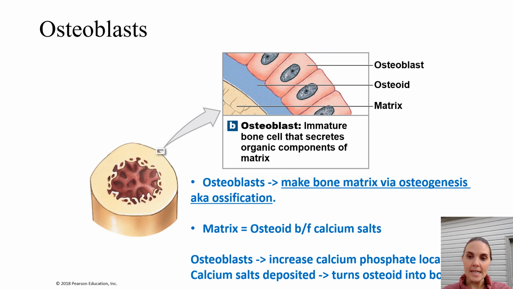So they make this osteoid first, and then the osteoblasts help increase the local amount of calcium phosphate, and that triggers the deposition of calcium salts in the matrix, and that converts that osteoid to bone. Osteoblasts surrounded by bone matrix then become osteocytes. So we've got our osteogenic cells, which turn into osteoblasts, which create osteoid, which then gets calcified, creating our bony matrix. And then that osteoblast is surrounded by that mature bony matrix and becomes an osteocyte.